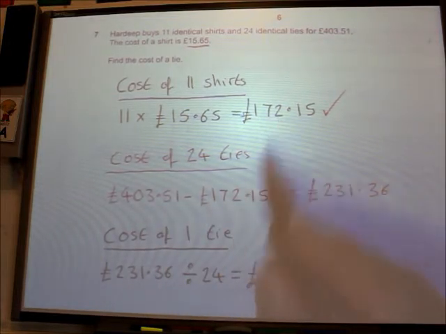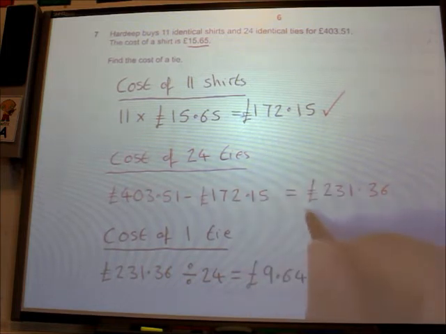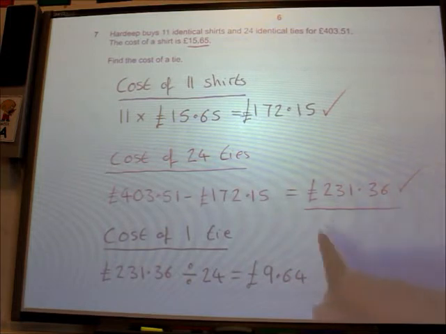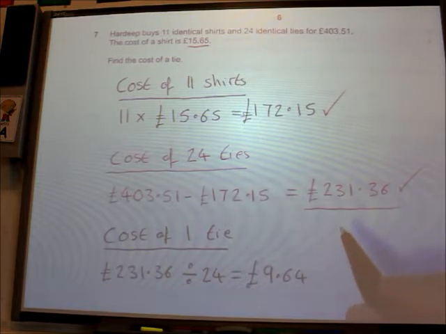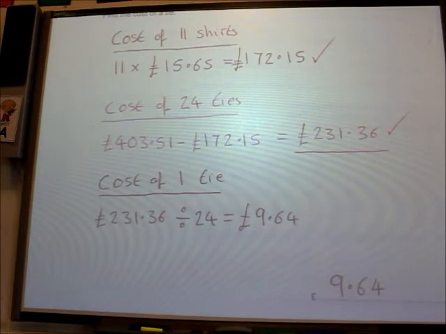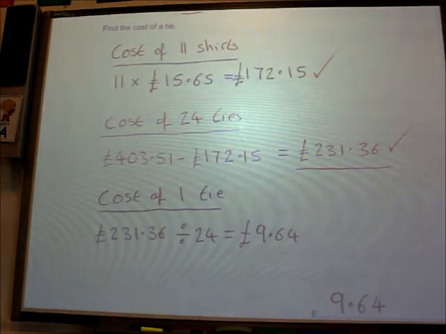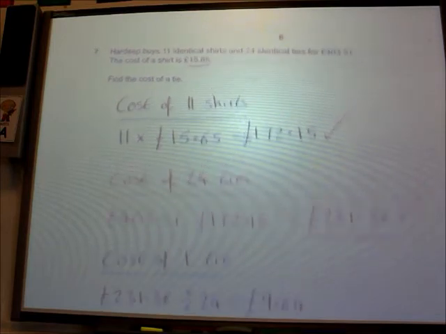Take away what the cost of the shirts is, and that leaves you with the cost of the ties of all 24. So they're all 24, cost £231.36. You only need to find the price of one of them, so you divide it by 24 and it is £9.64. 4 marks, fairly straightforward. Please try not to make any mistakes.